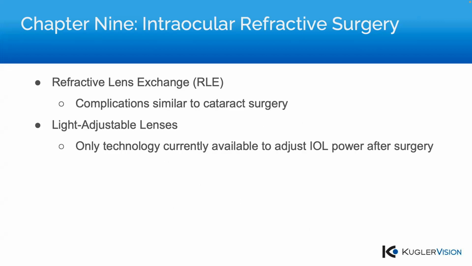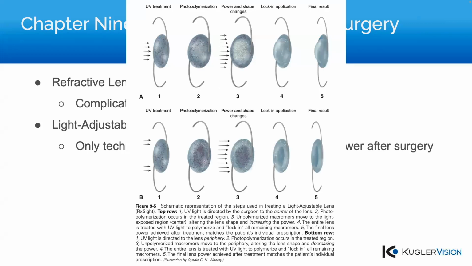Complications very similar to cataract surgery. And we'll talk about the light adjustable lens a little bit in more detail here. So the light adjustable lens, it's the only technology currently available that allows us to change the prescription of the lens after surgery. So it's really cool. So if you're off at all on your measurements and have a refractive surprise, you can fine tune the focus. So typically you can treat a couple diopters of sphere and a couple diopters of cylinder.